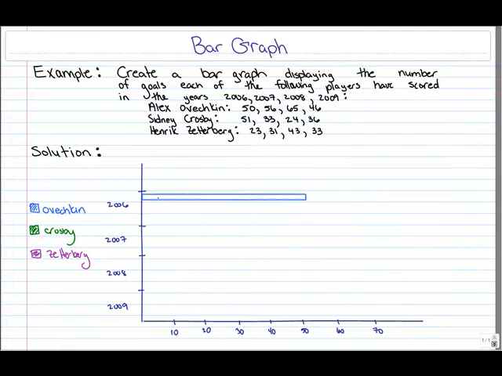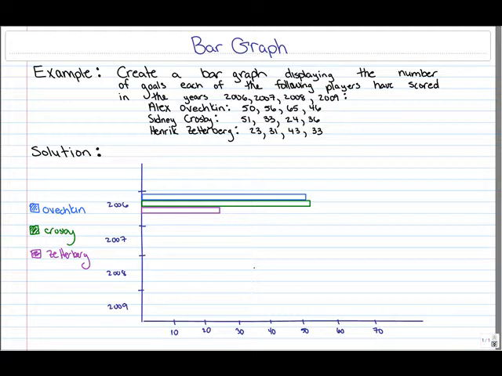Next, we're going to create a green bar right next to that one, indicating Crosby's goals scored was 51 for that year. And next, we're going to create a purple bar indicating Zetterberg's 23 goals scored in the year 2006. And so that represents the goals scored in 2006 for those 3 players.